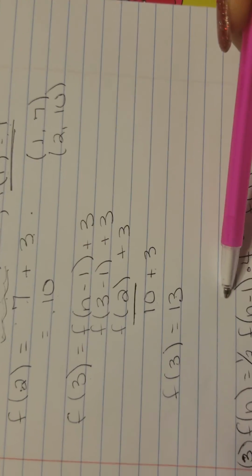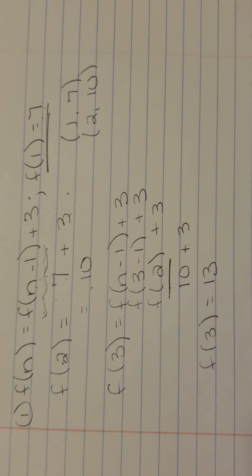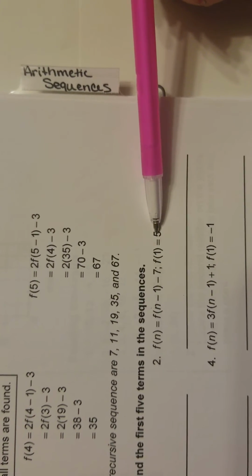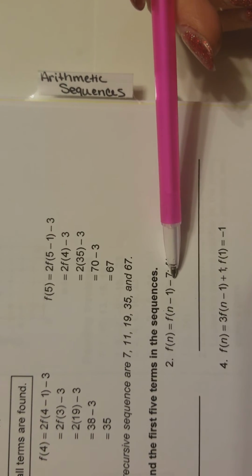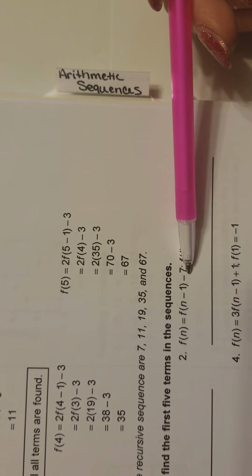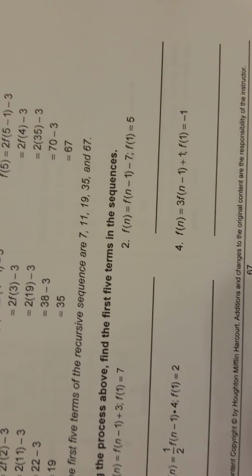What do you think f of 4 is going to be? Does that make sense? So like on number 2, it tells us our first term is 5, and we're just subtracting 7 from the previous term every time to get the terms in that sequence. Now 3 and 4 are a little bit different.